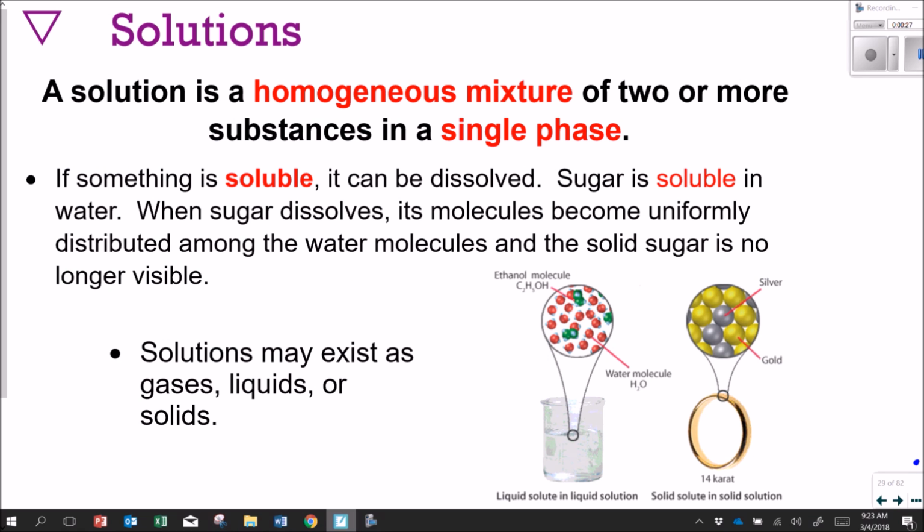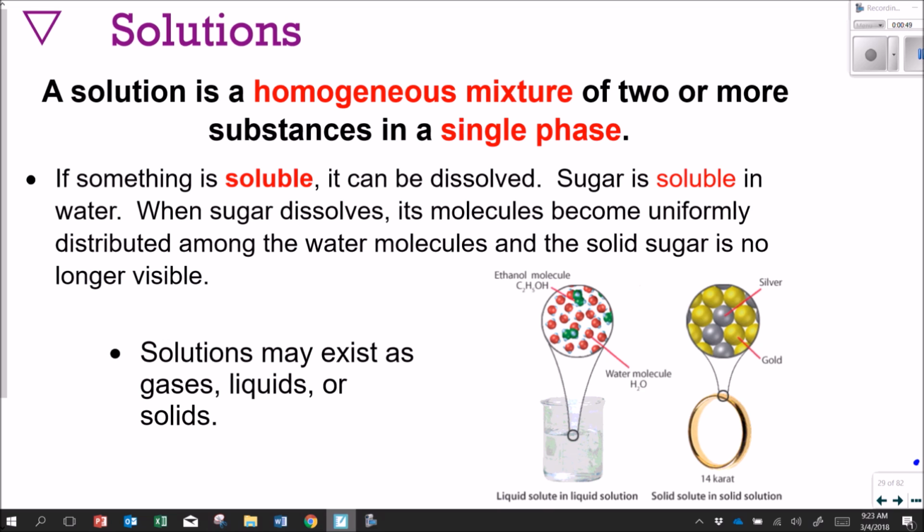A solution is a homogeneous mixture of two or more substances in a single phase. If something is soluble, it can be dissolved. Sugar is soluble in water. So when sugar dissolves, its molecules become uniformly distributed among the water molecules, and the solid sugar is no longer visible. Solutions can exist as gases, liquids, or solids.